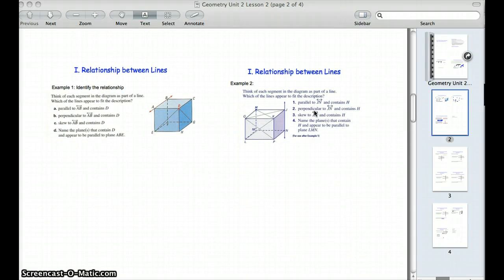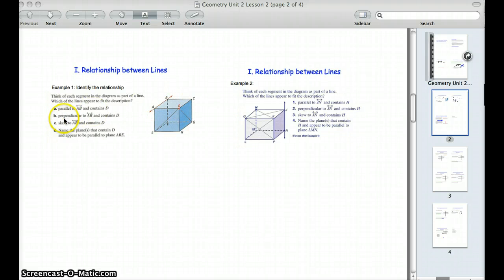So let's go down to the relationship between the lines. Now we need to identify the relationships. It says think of each segment in the diagram as part of a line. Which of the lines appear to fit the description? So what line is parallel to AB and contains D? So we need a line that's parallel to AB. Remember, it's a line that has to be on the same plane, which means it's got to be on this same square here and needs to contain D. So that is line DC. It is parallel to line AB.